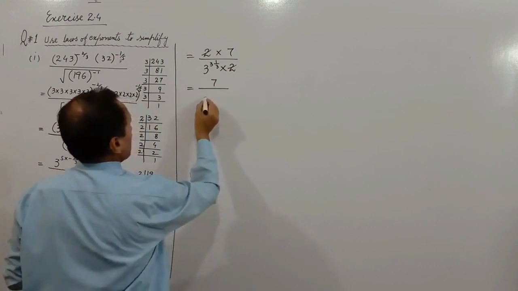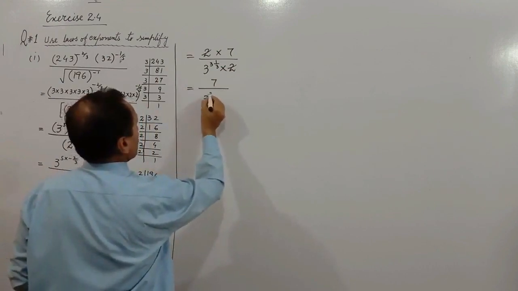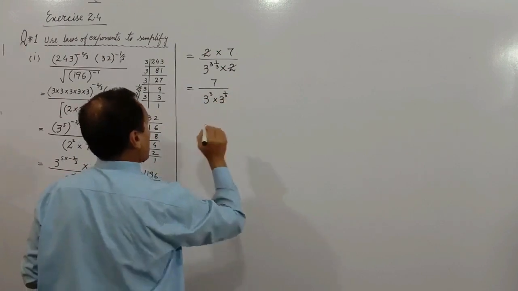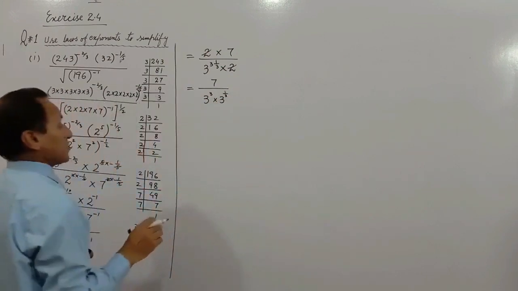7 divided by 3 raised to power 3 multiply 3 raised to power 1 by 3. Why are we allowed to do this?